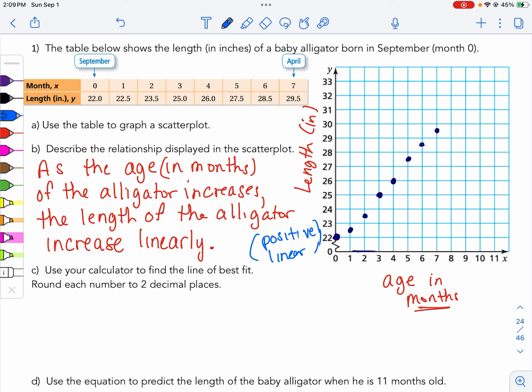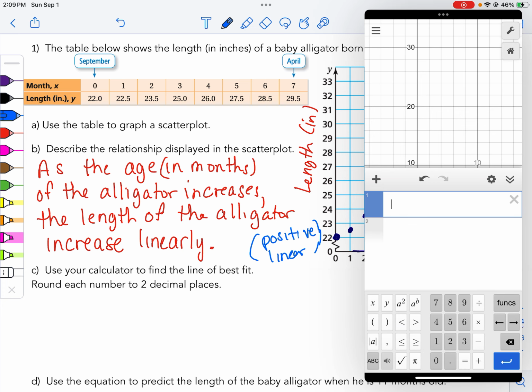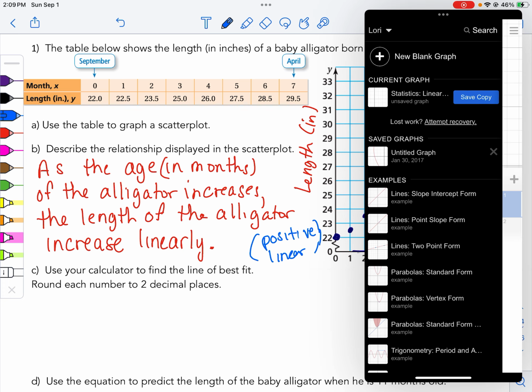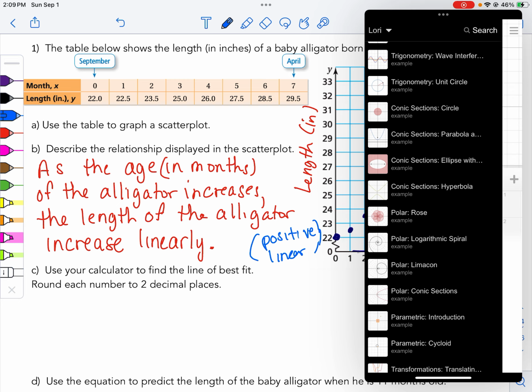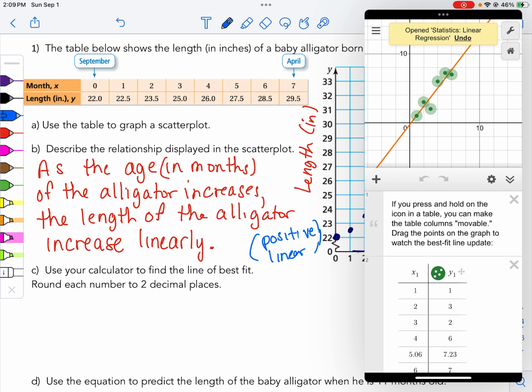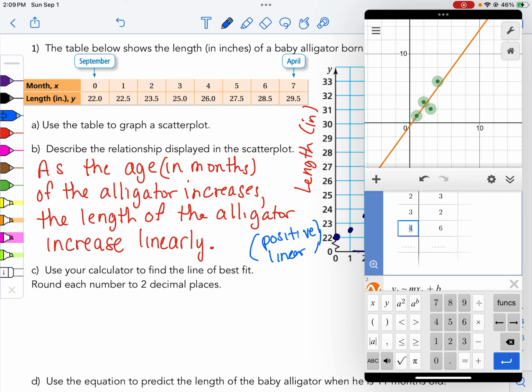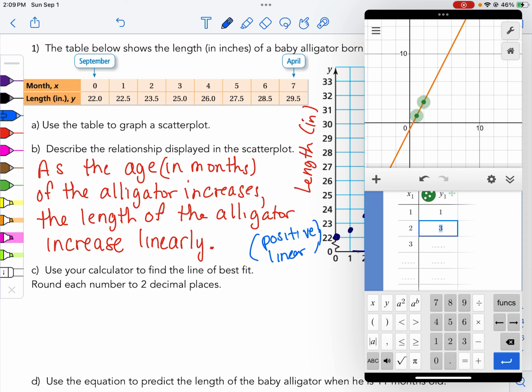All right, so the next question says, now find the equation of best fit. So that means we're going to have to go to our Desmos calculator. We've got to go up to the 3 lines. You guys should be getting good at this by now. We've got to scroll down to statistics and linear regression. And the annoying part is we need to get rid of all of the data that is in the tables. Oops. So clear out the table.